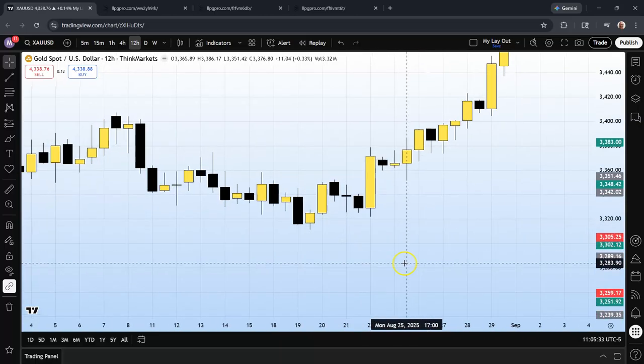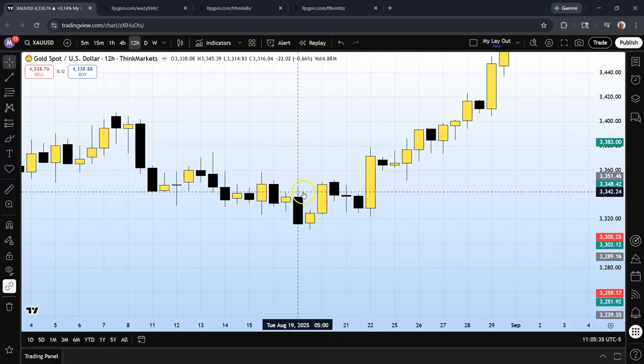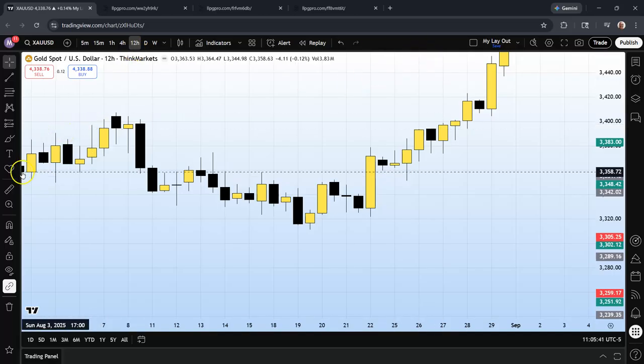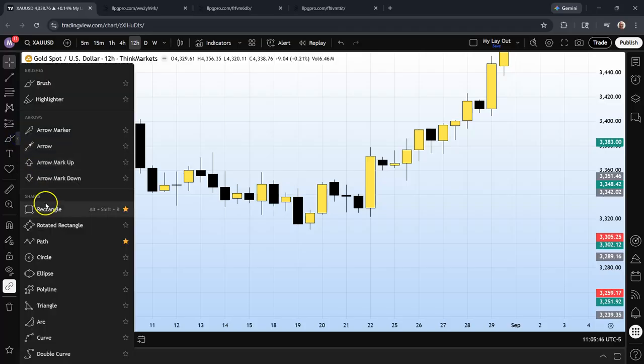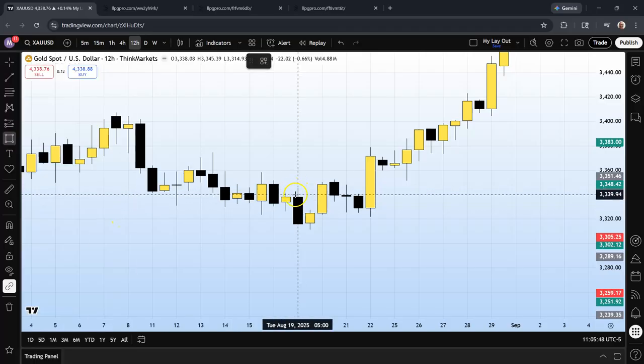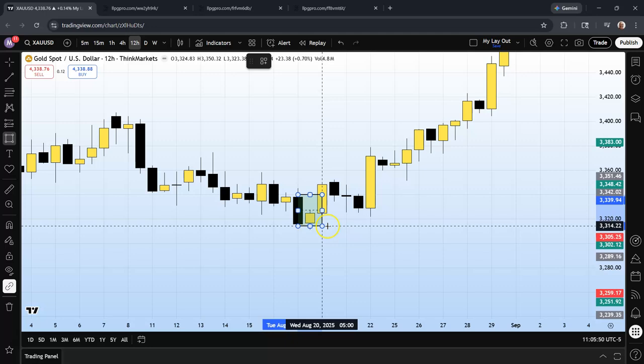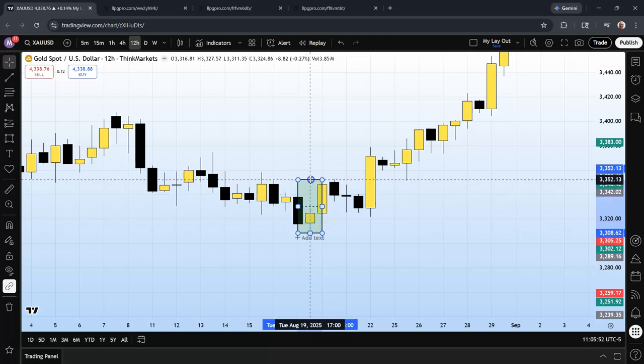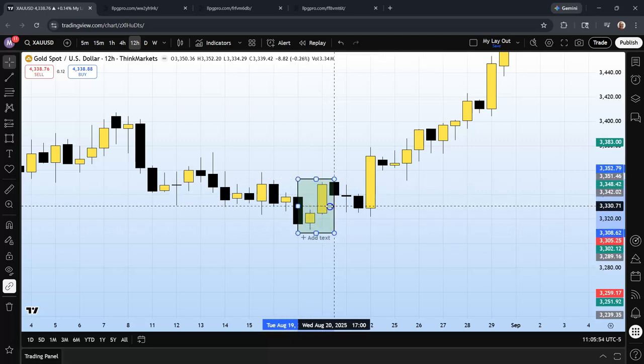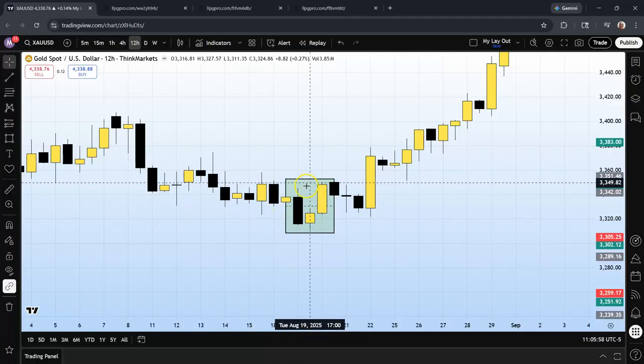Okay, here it is again, right here. Okay, I should box it up for you. Starting with this candle, this is the pattern that we're looking for right here. That's the pattern we're looking for right there.